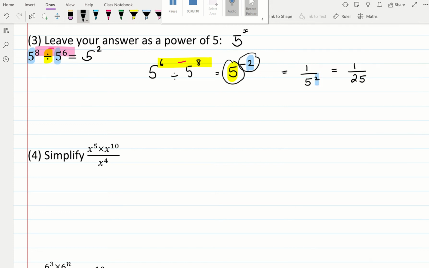Next question, simplify. You've got a multiplication at the top, and then the fraction means a division. So to start with, we are going to add the powers. So that gives us x to the power of 15. And then we are dividing by x to the power of 4. So we add the powers on top, and then because it's a division, I'm going to subtract the powers. The base, which is x, stays the same, x to the power of 11.